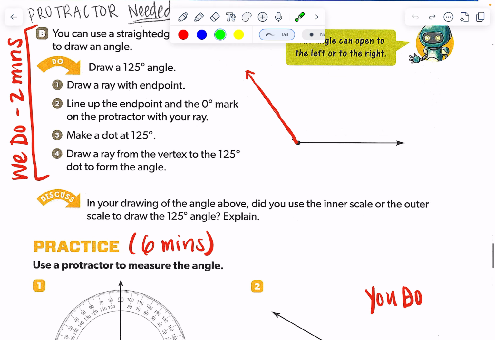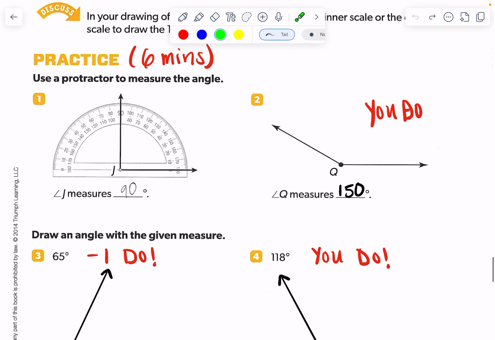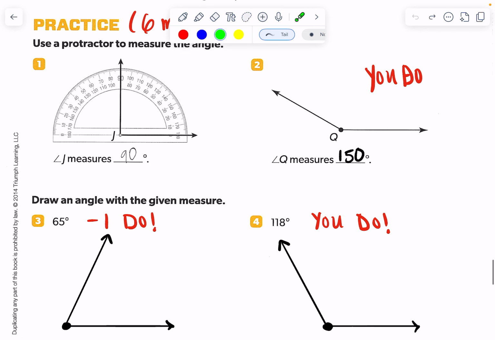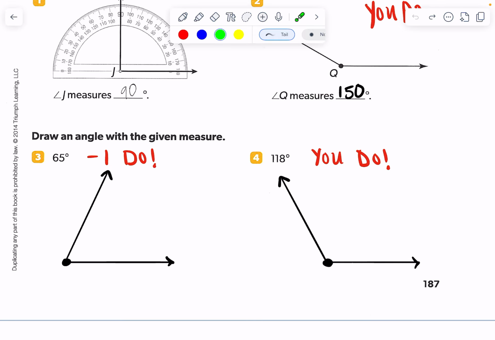They will draw the line. And then they're going to practice using the protractor to measure angles. The first question is given for them. They just have to figure out what the measure is. And then the second question requires them to use the protractor to measure how many degrees this angle is. And then questions 3 and 4 require them to draw an angle with 65 degrees and an angle with 118 degrees.